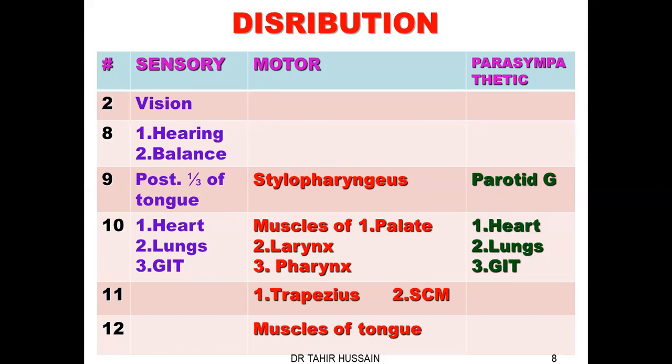Tenth cranial nerve, that is vagus, is sensory from heart, lungs, and GIT. It is parasympathetic to heart, lungs, and GIT. It is motor to muscles of the palate, except one. Muscles of the larynx, muscles of the pharynx, except one, stylopharyngeus. And the 11th cranial nerve is motor for only two muscles, trapezius and sternocleidomastoid. And the hypoglossal nerve is motor for muscles of the tongue, except one.